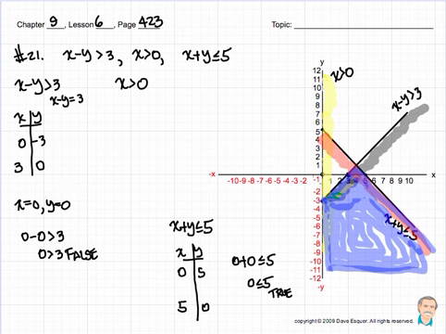Wow, what a pretty graph. So it wasn't so complicated. We just took it in 3 little pieces, went slowly, and everything worked out.